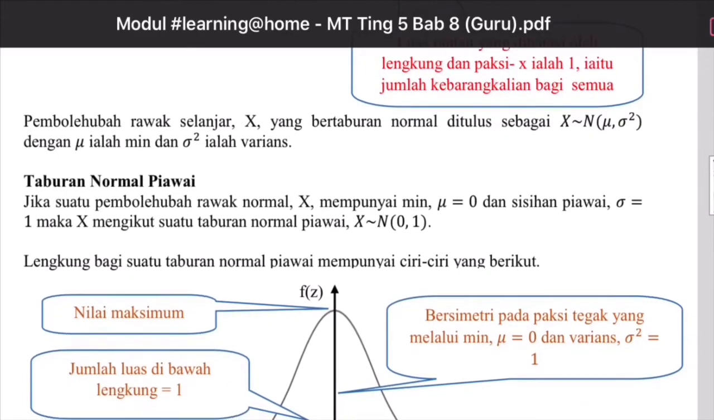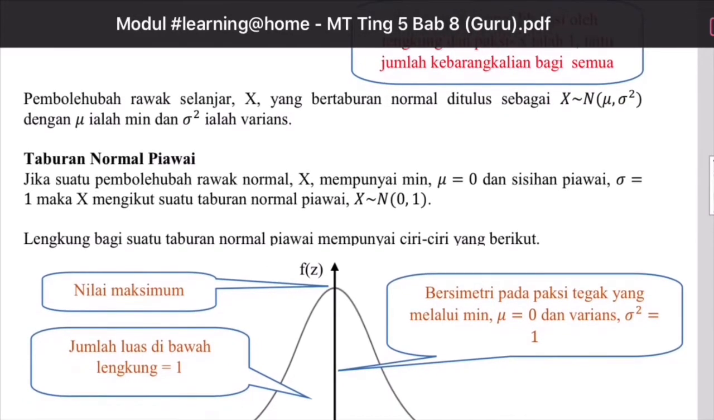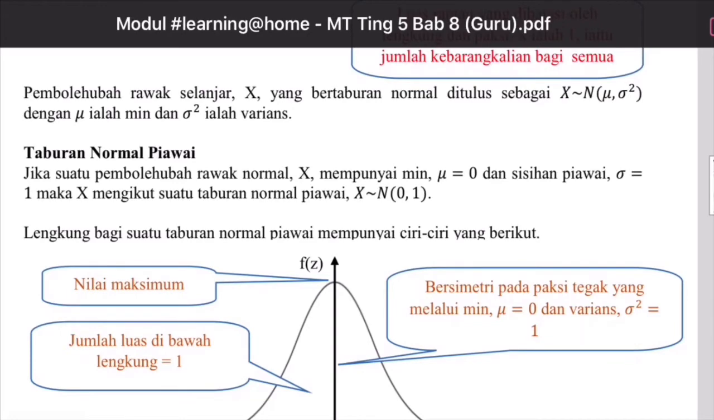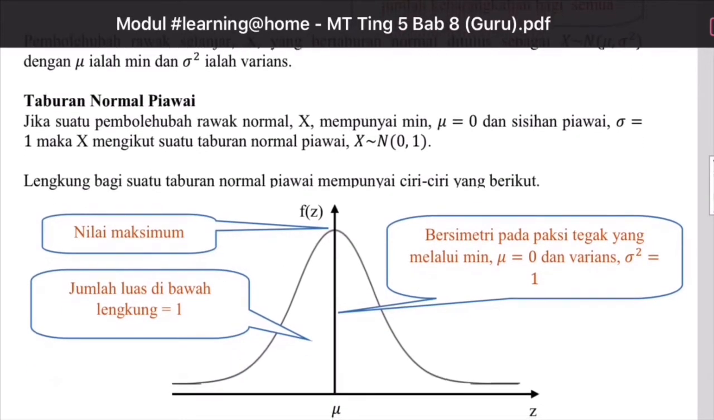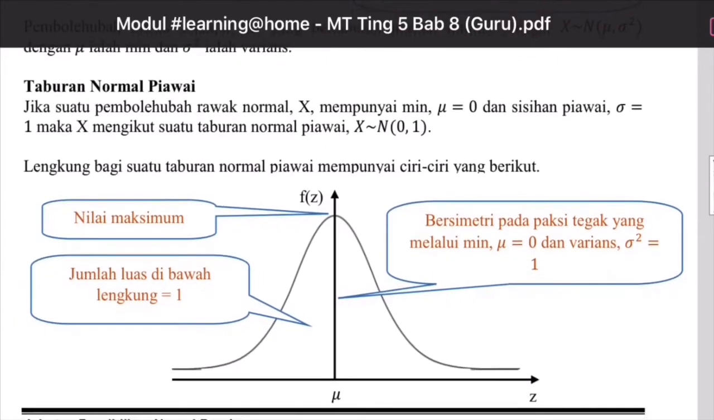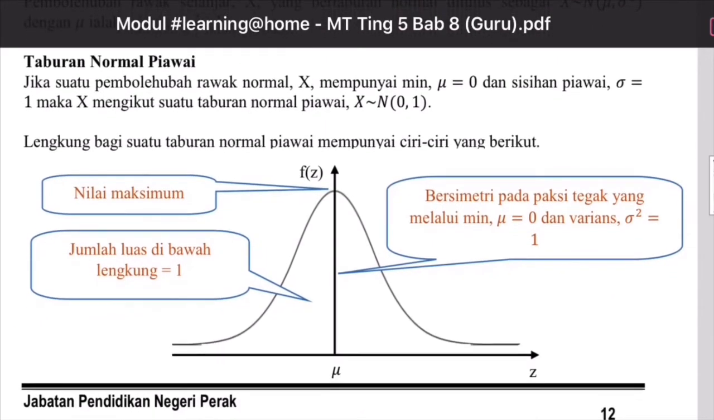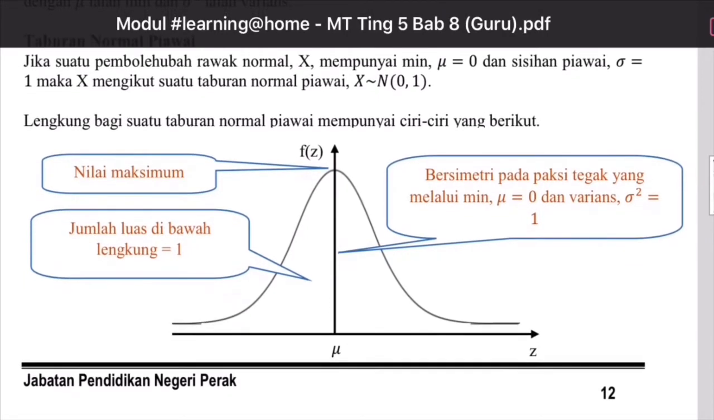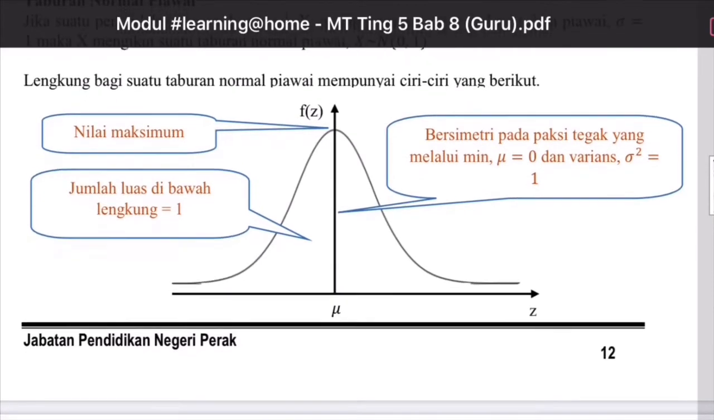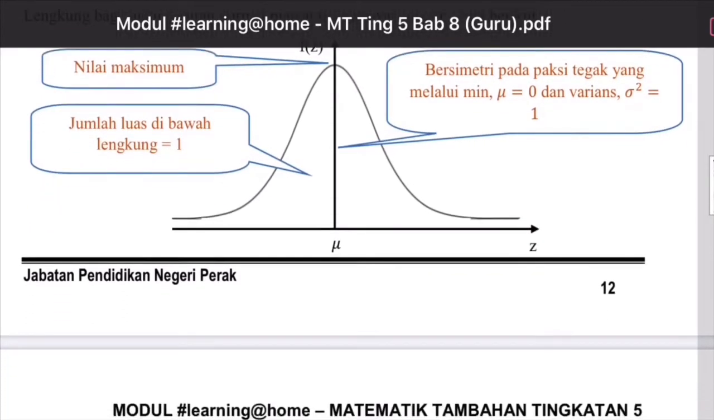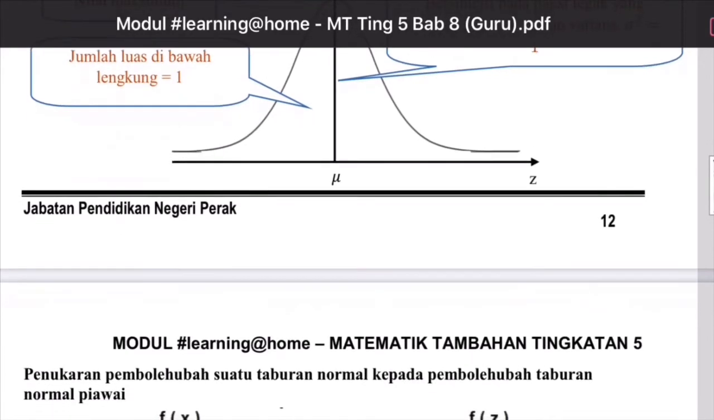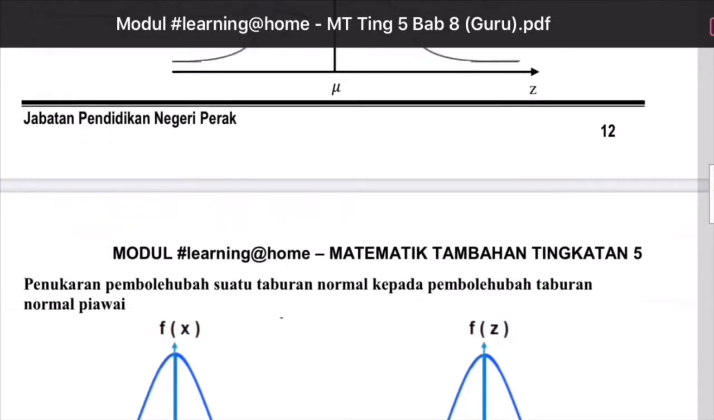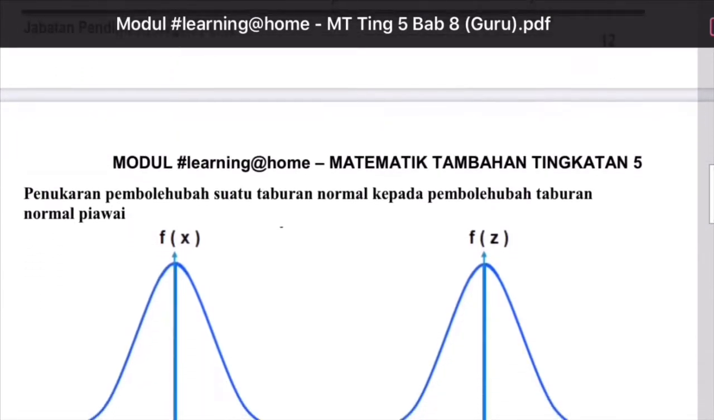So x is the variable for the normal distribution. Normally we represent it with the symbol N, mu, variance. Variance is standard deviation squared. Then, for the normal distribution variable, if you convert to the standard one, the mean now is 0. The mean must be 0, and the standard deviation must be 1. It must be 1 for standard deviation.